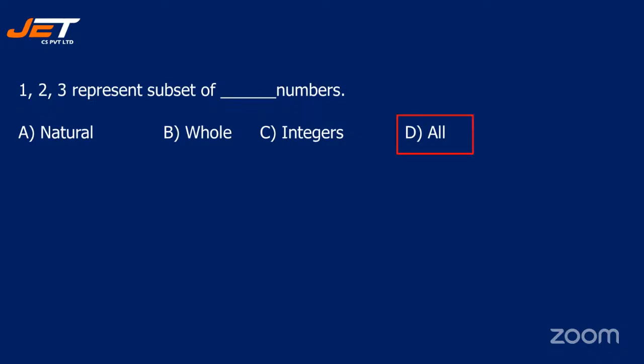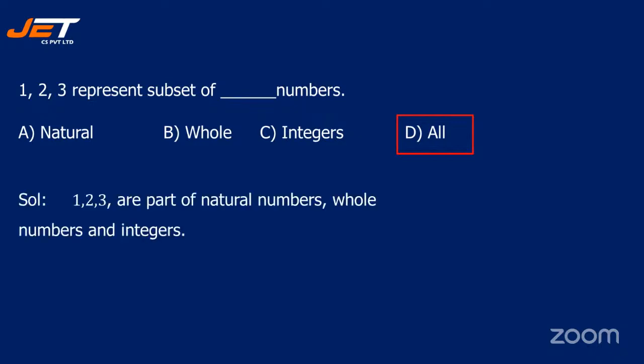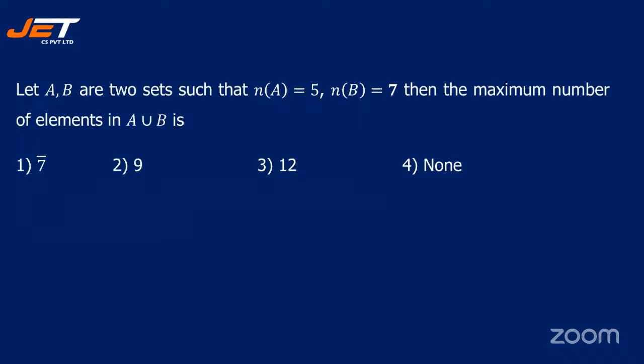Let's see, it is all. {1, 2, 3} is a subset of natural numbers, whole numbers, integers, and all, because they're all part of natural numbers and whole numbers and integers. All right, let's see the next question. Let A, B be two sets such that n(A) is 5, n(B) is 7, then the maximum number of elements in A ∪ B is dash. Right?